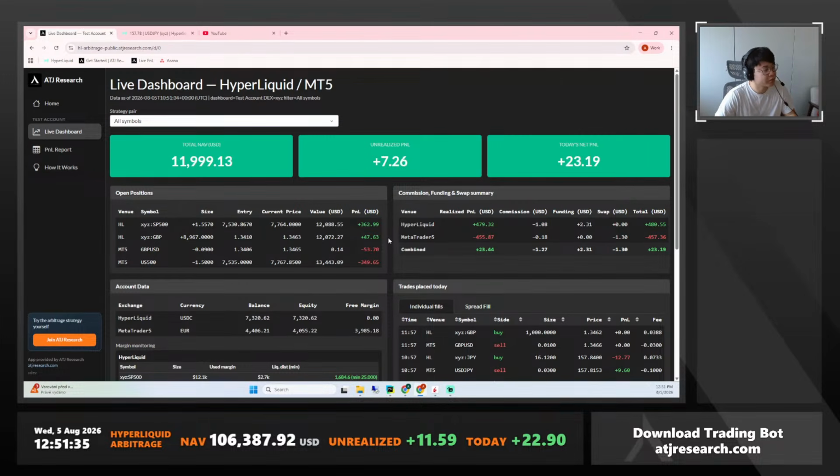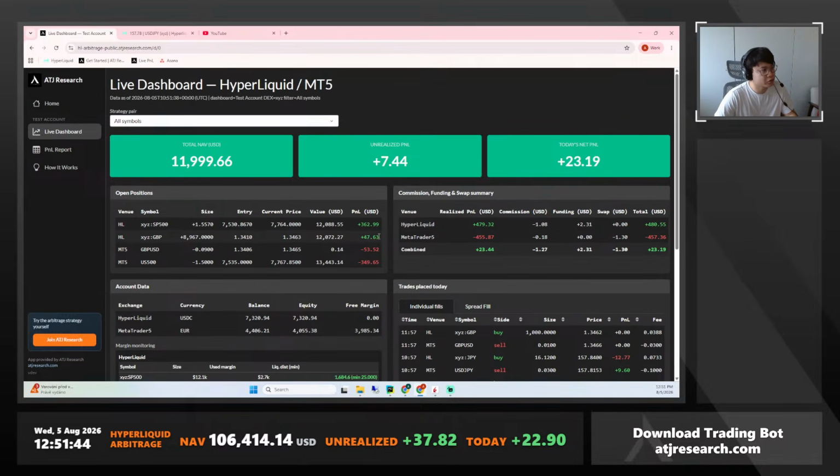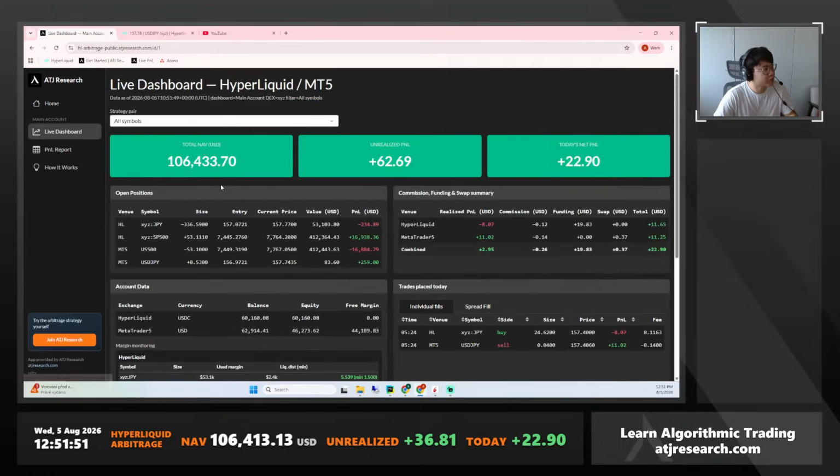So today, basically not much is going on. We have a position on S&P and on GBP USD, and so this is it. On the large account, we're also plus $22.